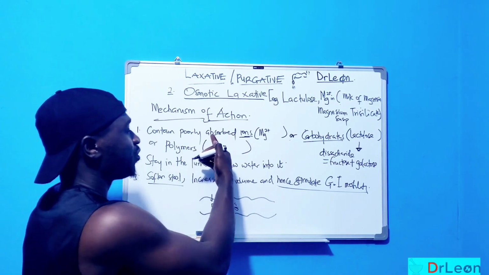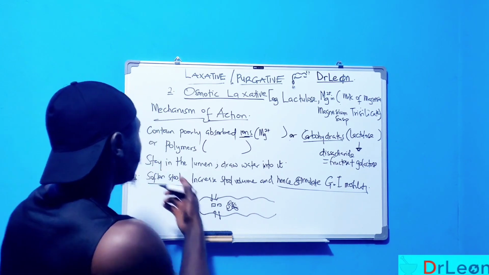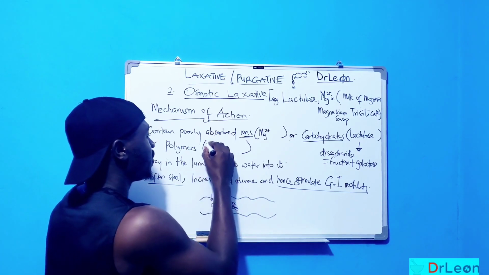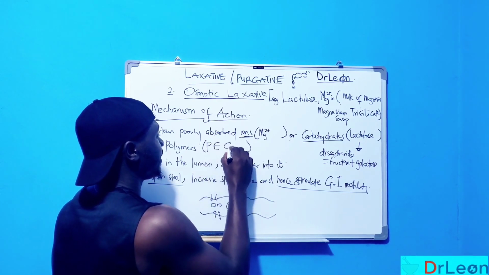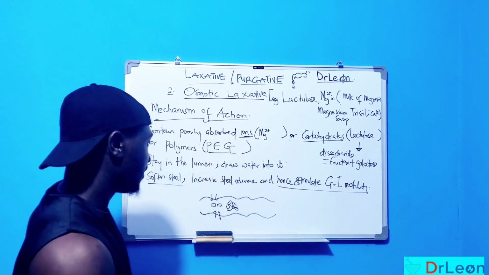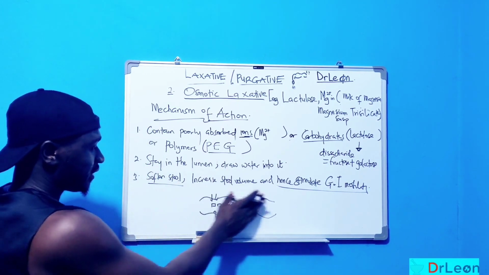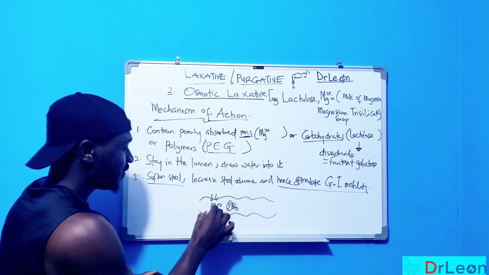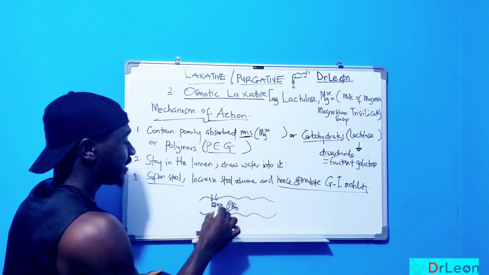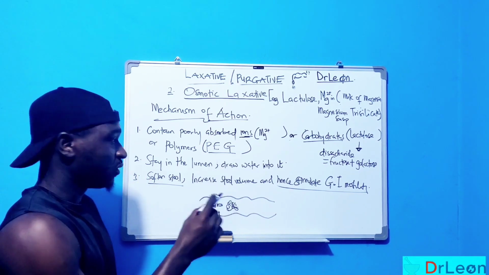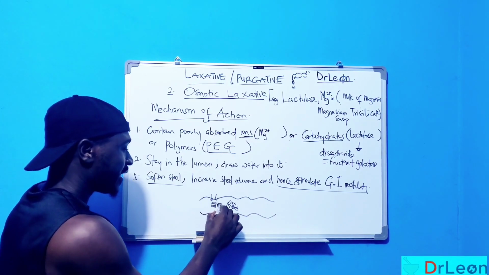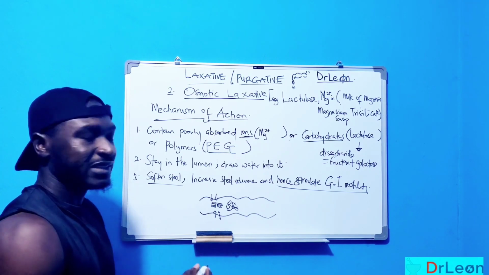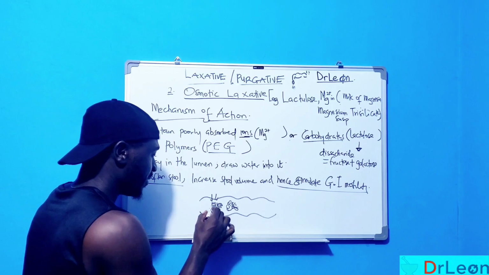Aside from being poorly absorbed ions or carbohydrates, they can also come as poorly absorbed polymers like polyethylene glycol, the short form PEG. So let's use this diagram to explain the mechanism of action. If these are the ions or the carbohydrates or the polymers, they are not absorbed. They will stay in the lumen. When you take in the medication, they can't be absorbed into the blood, so they stay in the lumen.